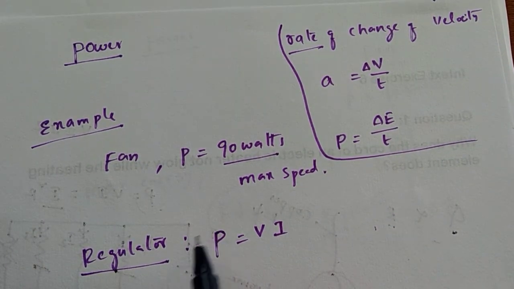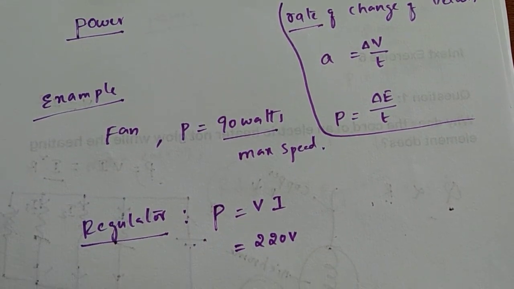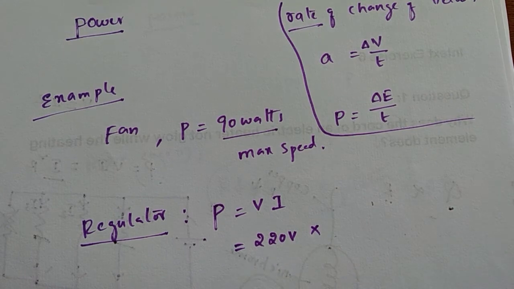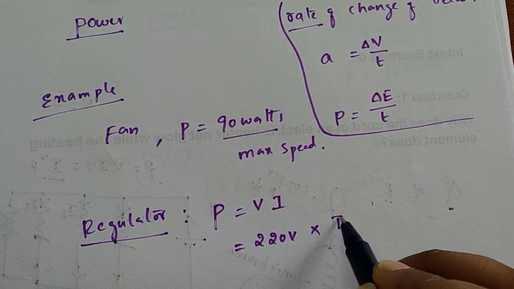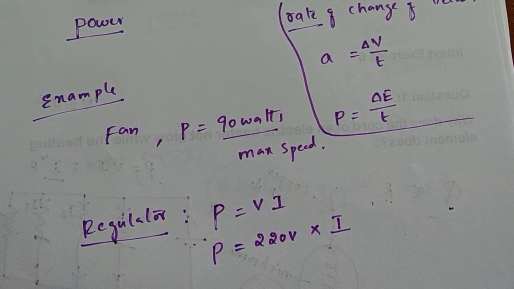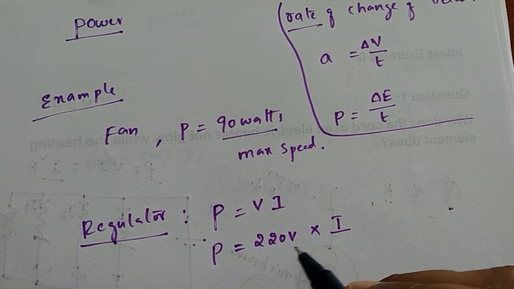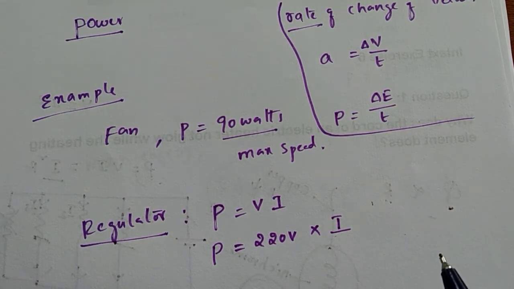Here, power is equal to voltage into current. The voltage is 220 volts, which we get in India. In America, in the US, they get different voltages. So here we get 220 volts times the current, so power depends upon current because voltage is fixed. So the current determines the rate at which the energy is delivered.